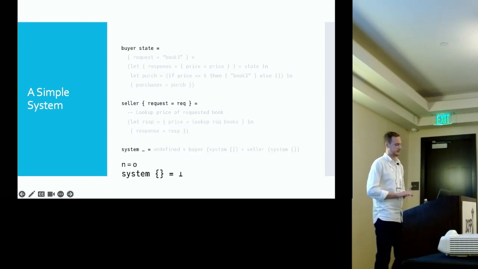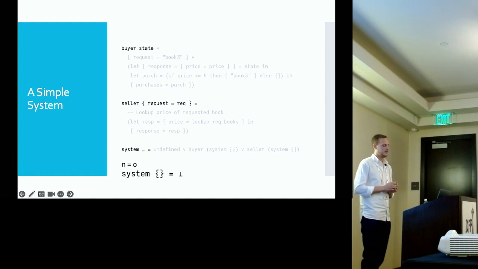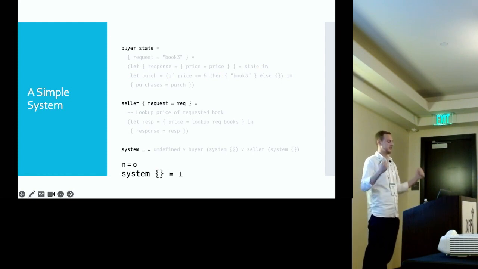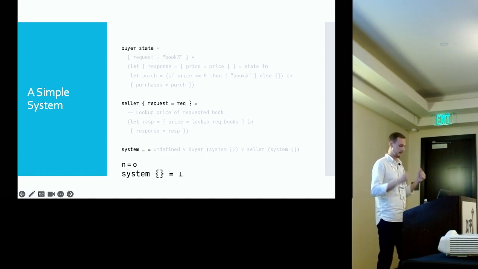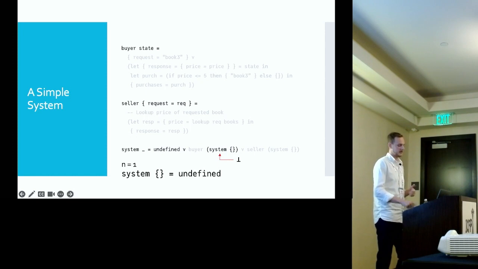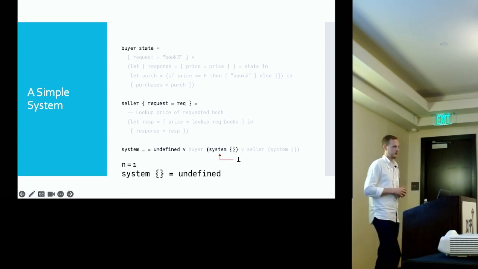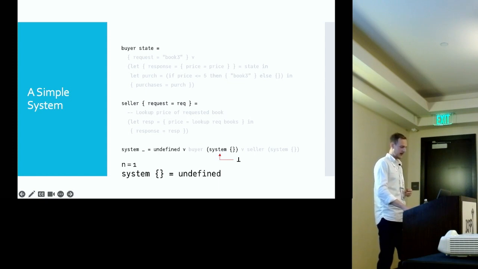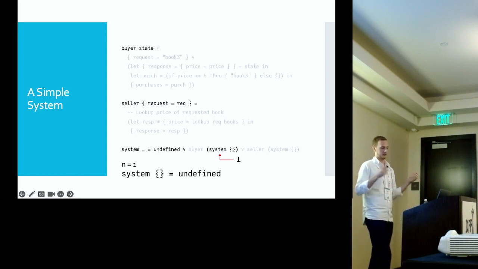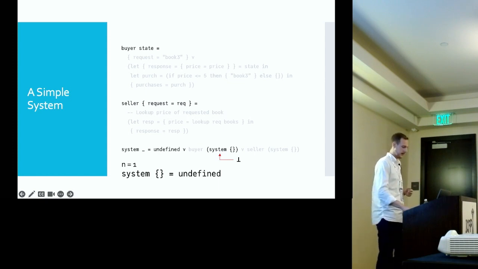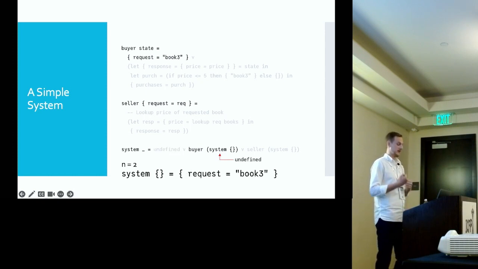So now we'll step through. At iteration 0, we declared by fiat that the value of the system is going to be bottom. At iteration n equals 1, we've decided to just start with the empty initial state, which is undefined. And at this point, the buyer and the seller have not been able to even run. But in the next iteration, they start being able to actually do things here.